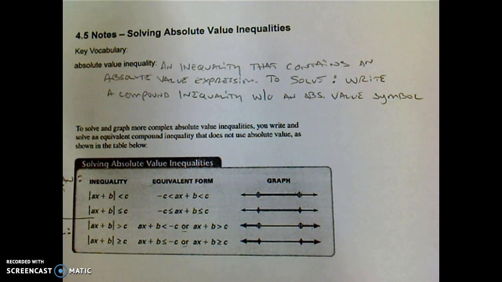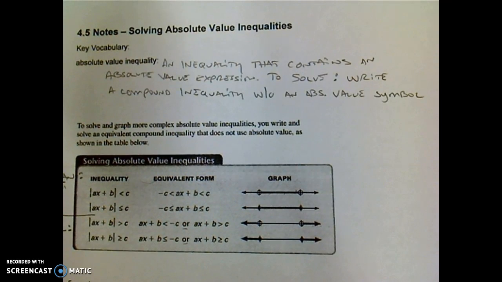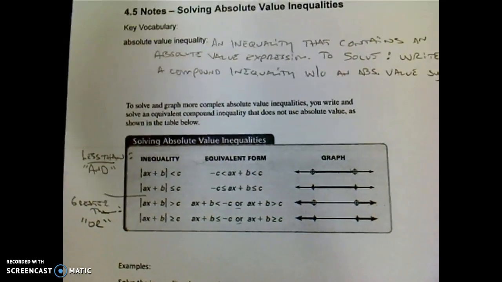Today we consider absolute value inequalities. First we're going to define that. An absolute value inequality is an inequality that contains an absolute value expression. That's a little circular, but let's look a little deeper into it. To solve it, we're going to write a compound inequality without an absolute value symbol.